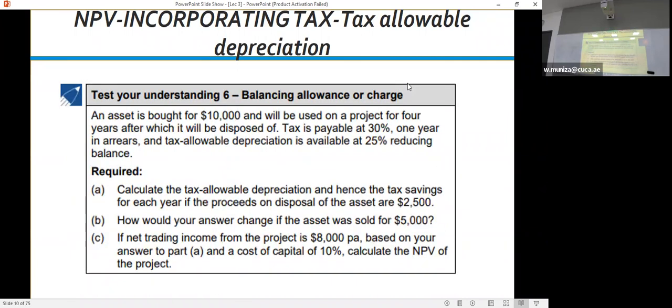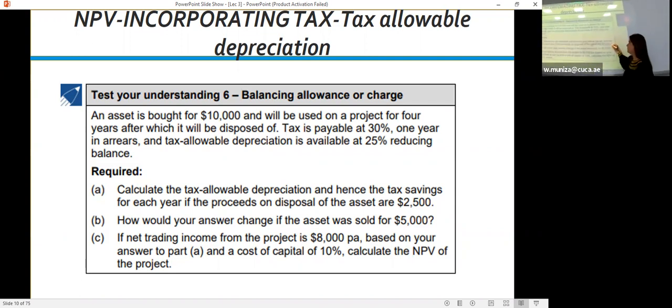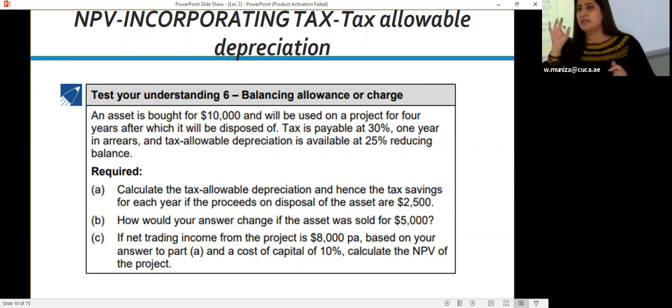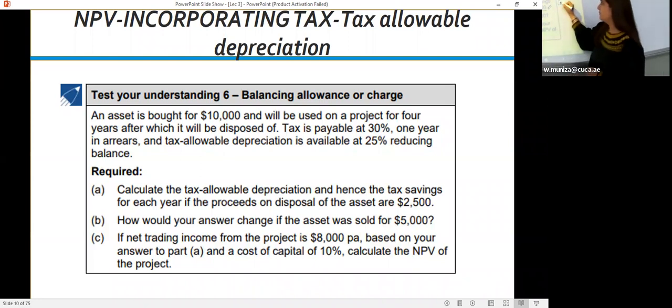Okay, great. Now understanding number 6, students, let's see the requirement first as usual. Calculate the tax allowable depreciation and hence the tax savings for each year if the proceeds on the disposal are 2,500. The proceeds on the disposal, the scrap value, is 2,500. If this is the case, what would be the writing down allowance for each year? What would be the tax allowable depreciation? Students, the total of tax allowable depreciation is equal to the cost minus scrap value. Got it? Now let's read the scenario.